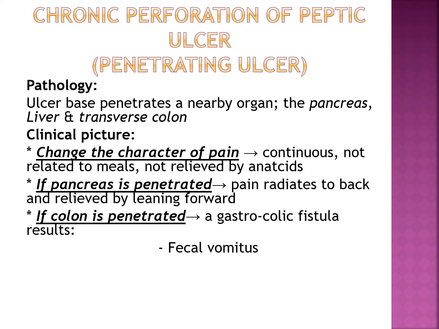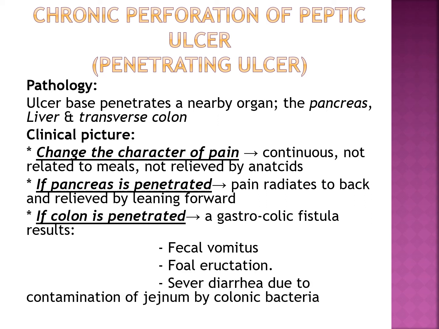And if the colon is penetrated, a gastrocolic fistula results with fecal vomiting, fecal eructation, and severe diarrhea due to irritation and contamination of the jejunum and the duodenum by the highly irritant colonic bacteria. The treatment of such a perforated ulcer is usually separation of the ulcer with partial gastrectomy and staged colonic resection to treat the cologastric fistula.